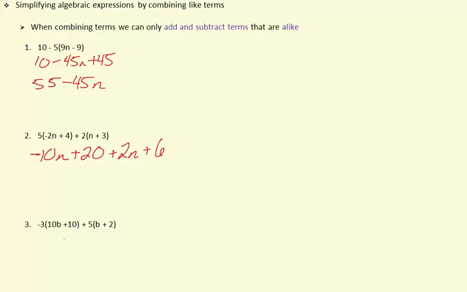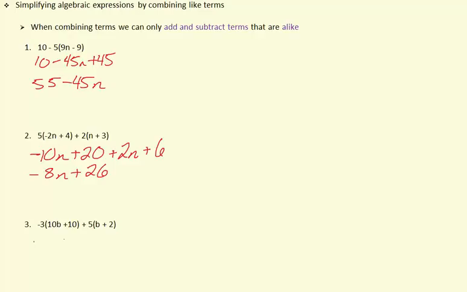We can combine negative 10n and 2n by adding them together, which will give us a value of negative 8n, plus adding 20 plus 6 will give us 26. So our overall expression will be negative 8n plus 26.